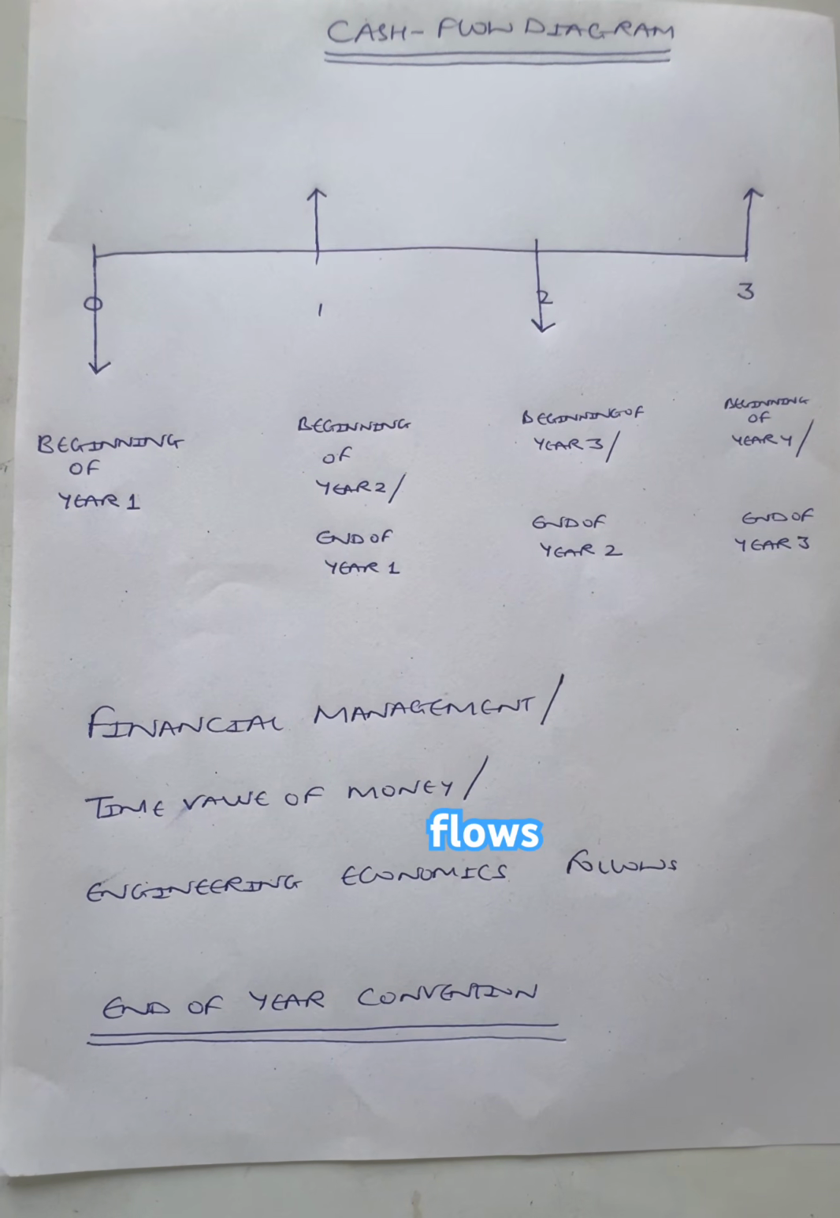Whatever cash flows are given, inflows and outflows, they are assumed to be received at the end of the year. So how do you plot the end of the year? If you see, I have taken 3 years: 0, 1, 2, 3. Beginning of year 1 is 0, and whenever any year is given, you read it as the end of year. Like 1, 2, 3 is given, so it is end of year 1, end of year 2, end of year 3.